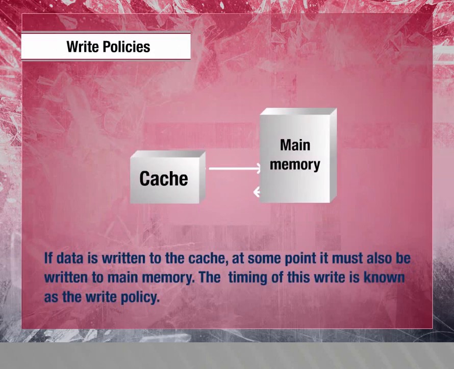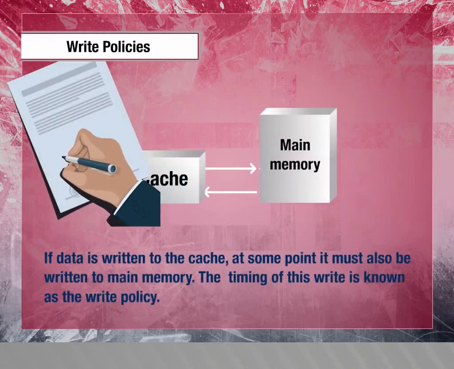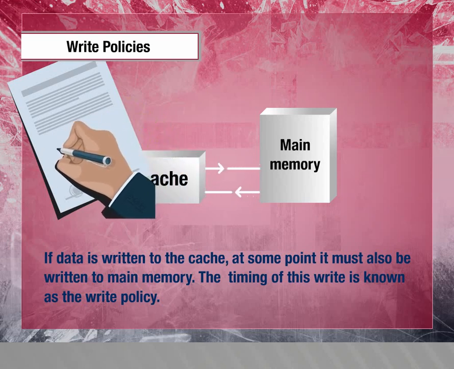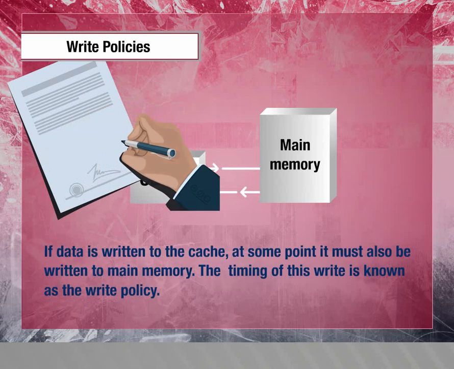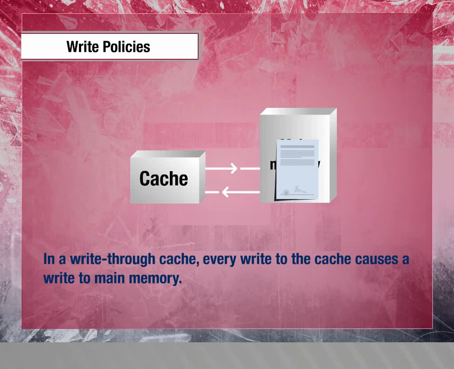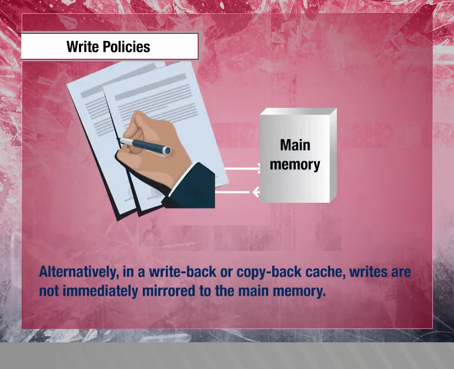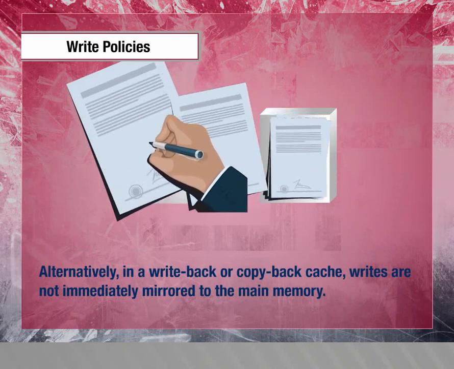Write policies. If data is written to the cache, at some point it must also be written to main memory. The timing of this write is known as the write policy. In a write-through cache, every write to the cache causes a write to main memory. Alternatively, in a write-back or copy-back cache, writes are not immediately mirrored to the main memory.